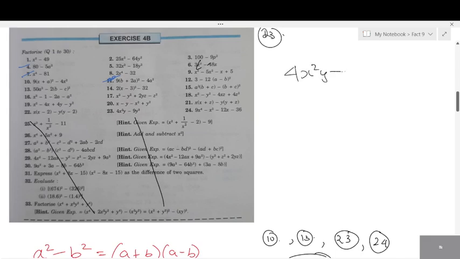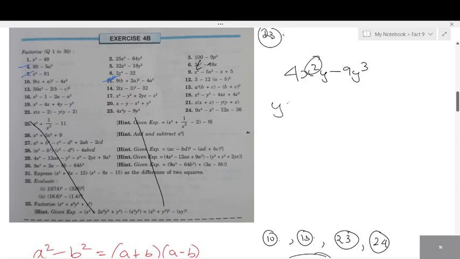4x square y minus 9y cube. 4 is a perfect square, 9 is a perfect square. But x and y are not perfect, students. The x is a perfect square, perfect value. Okay, degree is 2. But y doesn't have degree 2. So what's the first step we do? How did you solve this? What's the first step?